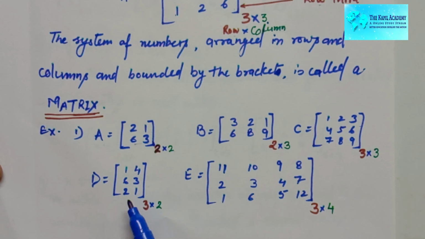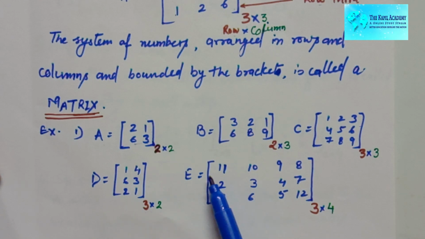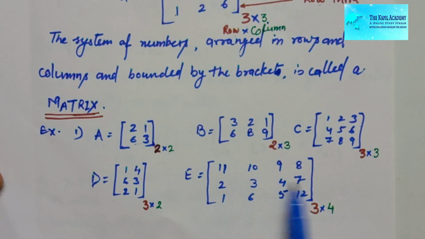Again, matrix D, another example. Here we have 6 elements, 2 elements arranged in the first row, in the second row we also have 2 elements, and in the third row we also have 2 elements. So 3 by 2, rows into columns, is this arrangement of 6 elements. In matrix E, there is an arrangement of 12 elements in 3 rows and 4 columns.